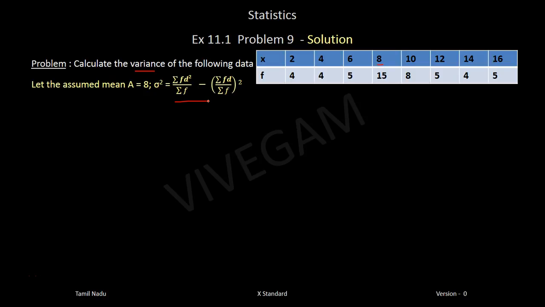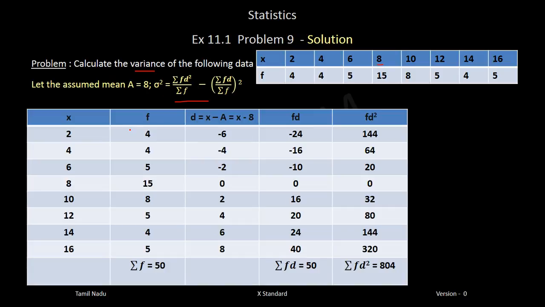Now as usual, we will make a table with x, f, and find the deviation d, which is x minus a, and then fd square. So the columns are x, f, d, which is x minus a, with a taken as 8 in this case. Then we have fd and fd square. So write out all the elements of x and their corresponding frequencies. Then find the deviation for every value of x.